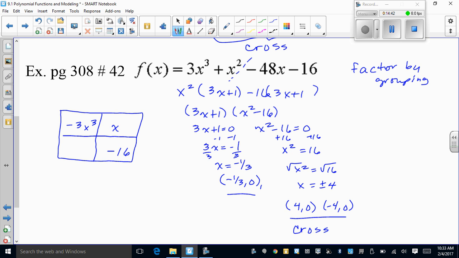And again, it's all about the GCF. Common factor here is x squared. Common factor here, since they're both negative, I'm going to take the negative off, so I get a negative 16. This way, the common factor is going to be 3x, and the common factor here is 1. And you can see I got the same thing as here: 3x plus 1, there it is, and x squared minus 16, there it is. So either or, it doesn't matter. Like I said, you'll get the same answer either way you do it.